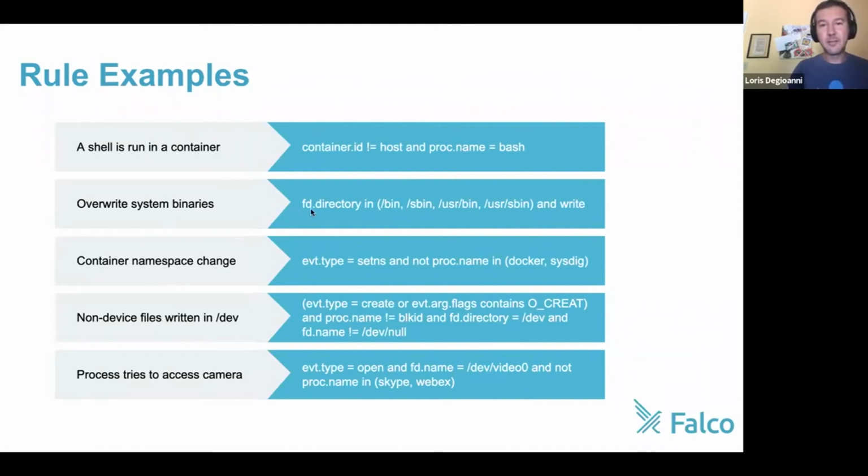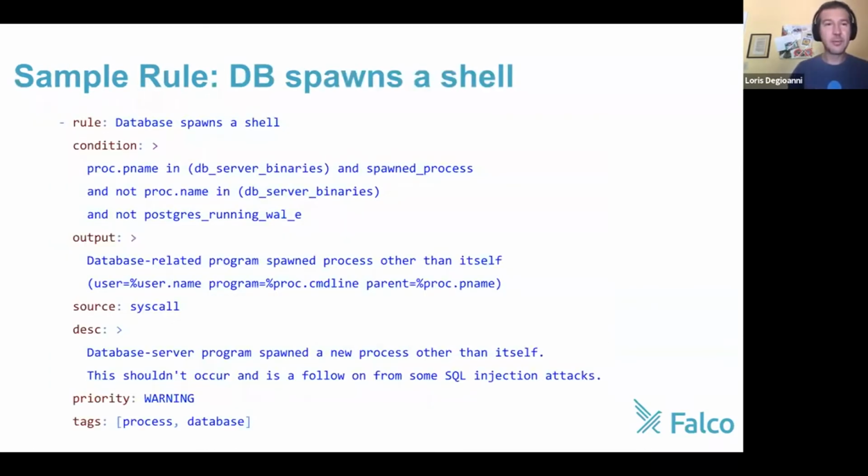Override system binaries. There needs to be access on a file descriptor in a directory, and this directory can be one of the directories that are in this rule. So as you can see, it's essentially Boolean expressions that can be used to chain checks that are done on different fields, and the list of fields is pretty big, and it's essentially documented in the Falco GitHub.